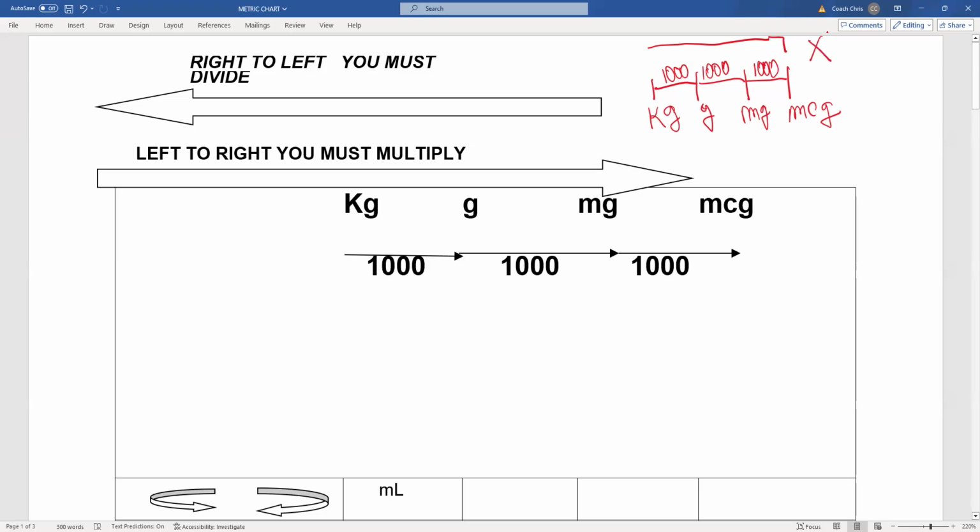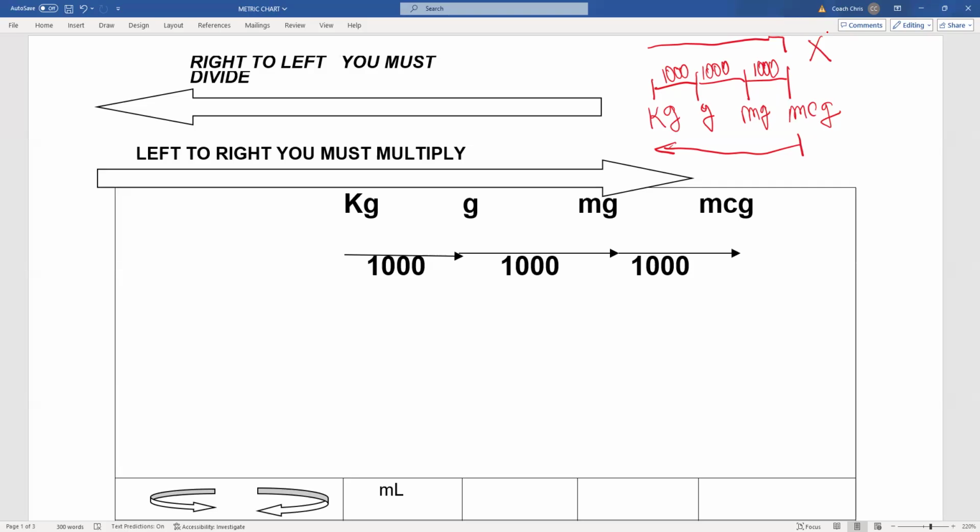And when you move from right to left, you will divide. But Mr. Z, what do you mean go from left to right? If the question tells you 2 gram equals how many milligram, I'm going from gram to milligram. So you're moving from left to right. That's where you multiply. Anytime they ask, 1 microgram equals how many kilogram, I'm going from microgram back to kilogram. So your direction is going from right to left, so you have to divide. This is what you want to understand.